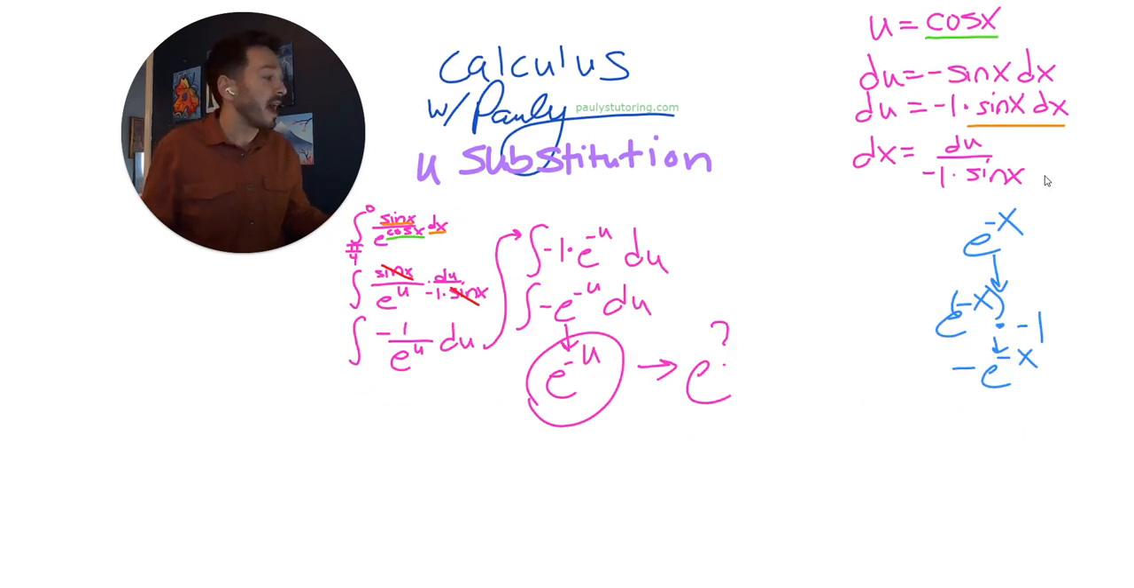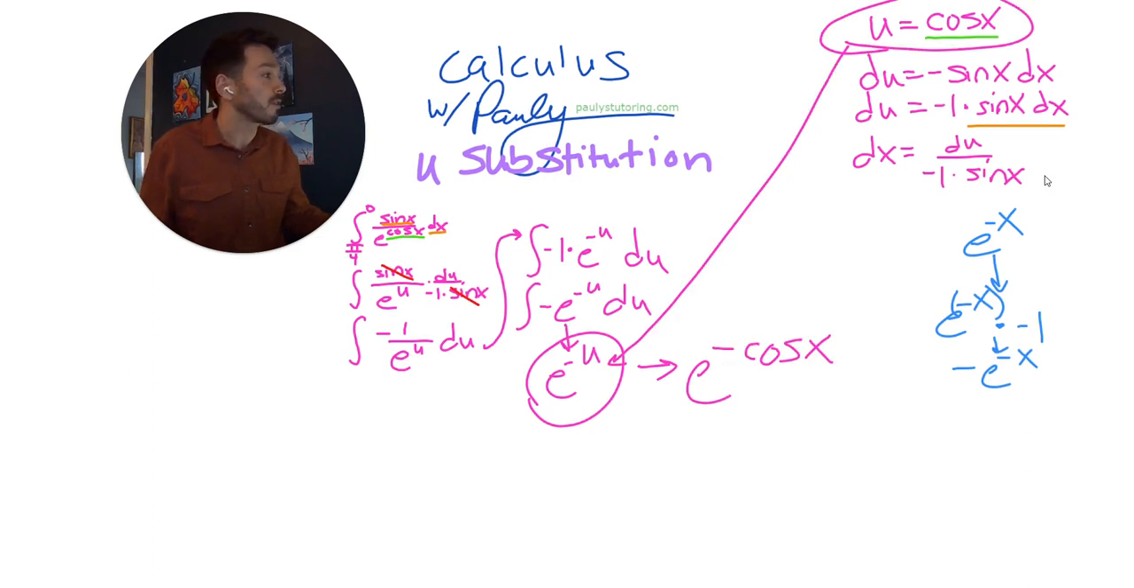All right, and now we've integrated it. We started with x's, so let's return to whence we came. Remember, u equals cosine of x, and now it's e to the negative cosine of x. If you were to differentiate this, by the way, you would get what we started with, the sine of x over e to the cosine of x.